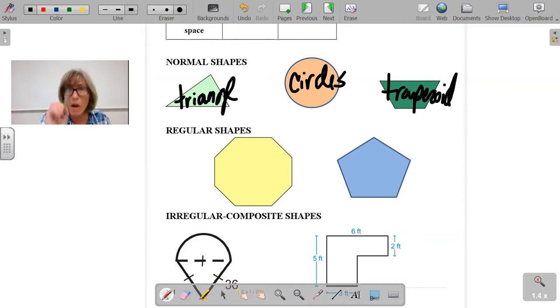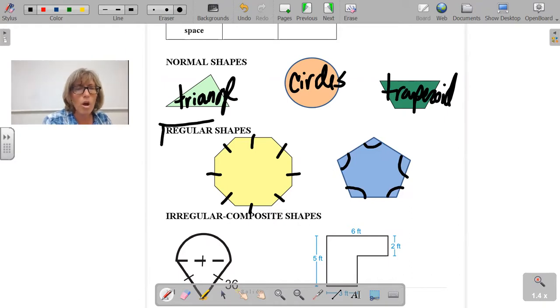Then you have your regular shapes where all the sides and angles are equal. Both of these would be considered regular. Regular, all sides or angles equal. So we have normal shapes and regular shapes.